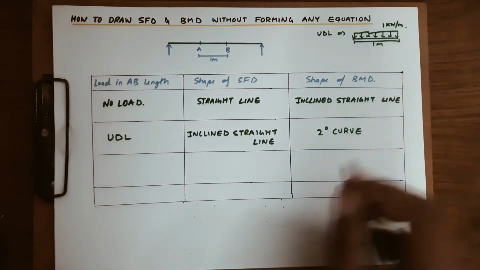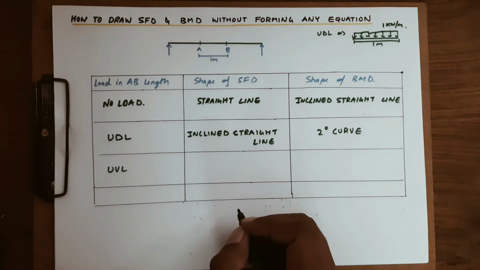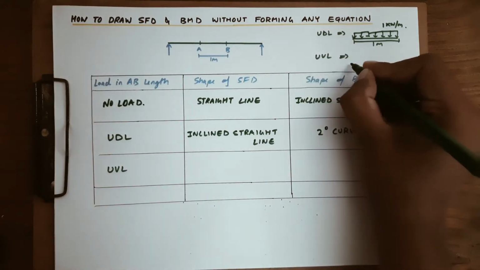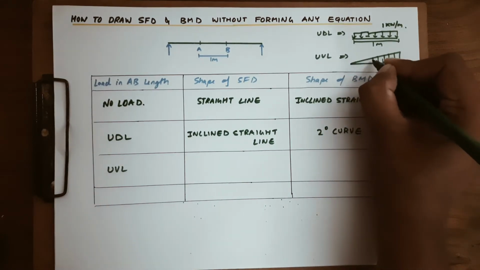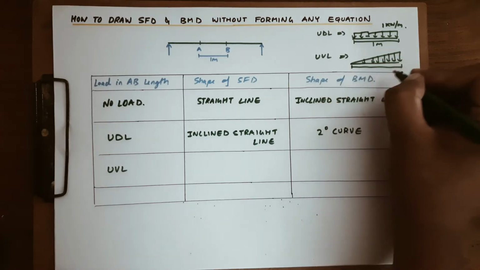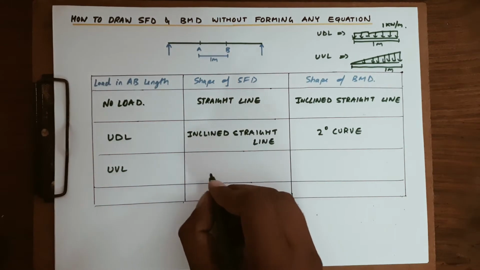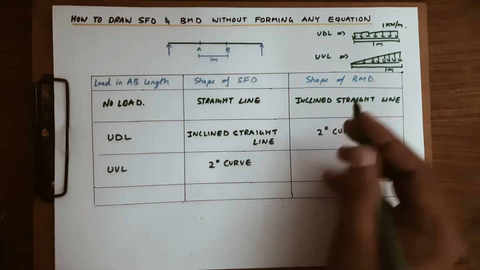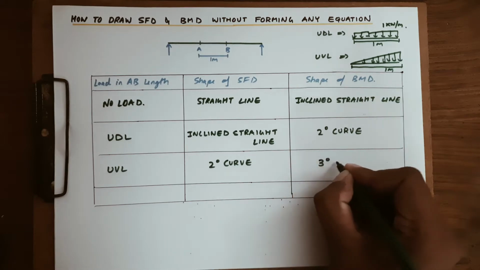Now our next loading is UVL. So what is UVL? UVL is uniformly varying load. Now UVL looks like this. So at different lengths we are getting different values of the load. So here the shape of SFD will be a 2-degree curve and the shape of BMD will be +1, that is a 3-degree curve.